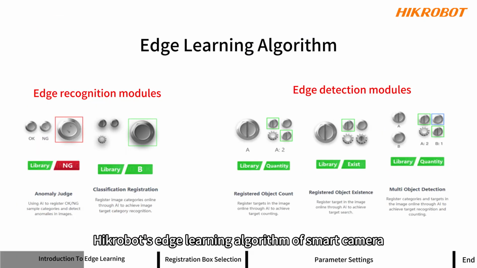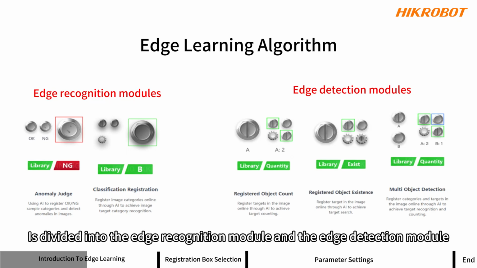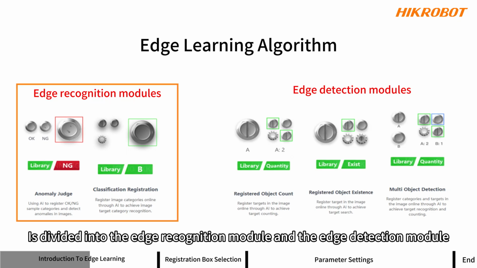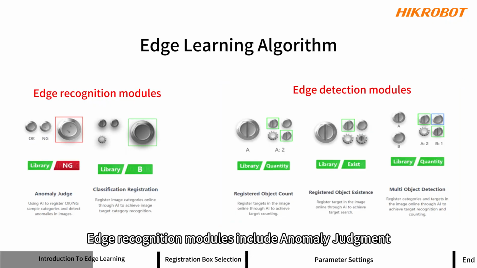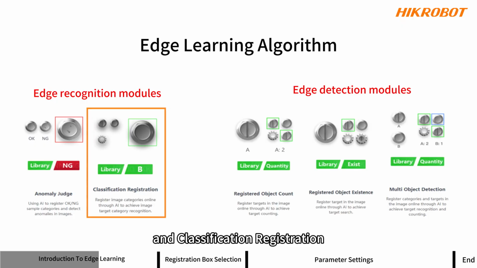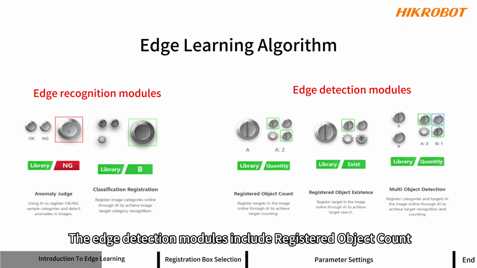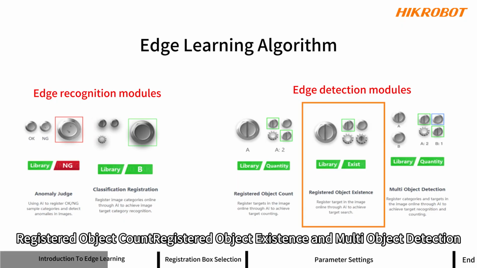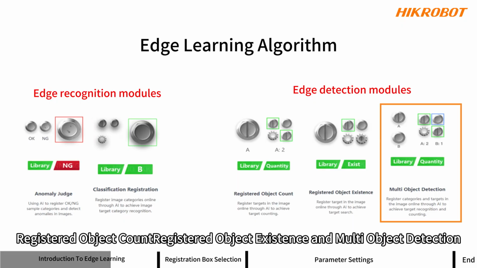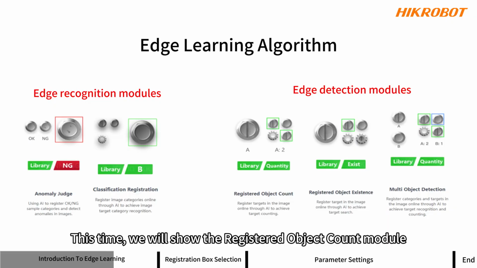Hikrobot's edge learning algorithm of smart camera is divided into the edge recognition module and the edge detection module. Edge recognition modules include anomaly judgment and classification registration. The edge detection modules include registered object count, registered object existence, and multi-object detection. This time, we will show the registered object count module.